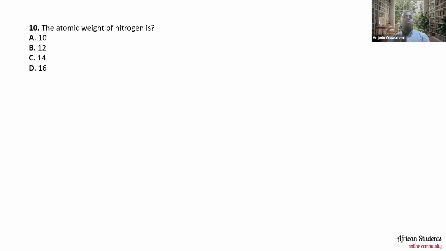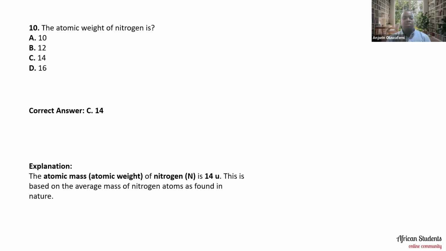Okay, the atomic weight of nitrogen is it A, 10, B, 12, C, 14, or D, 16? The answer is C, 14. The atomic mass, which is the same as atomic weight of nitrogen, is 14. And this is based on the average mass of nitrogen atoms as found in nature. Okay.